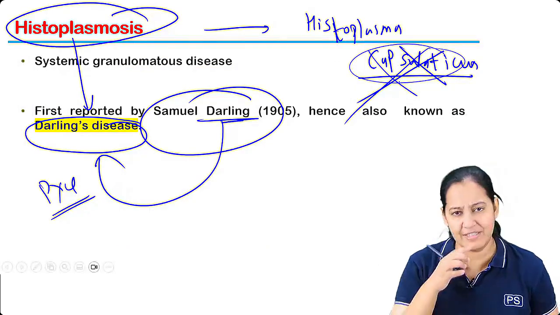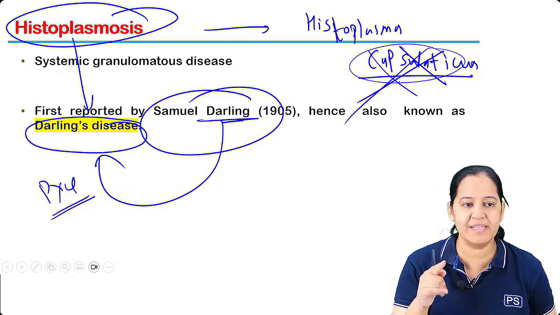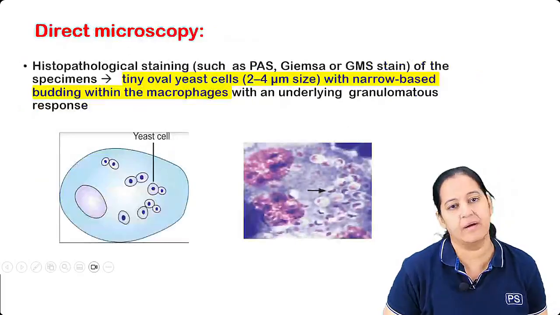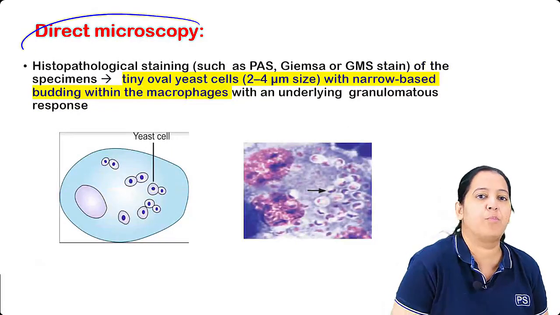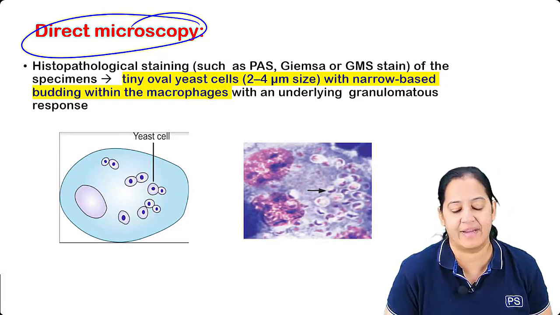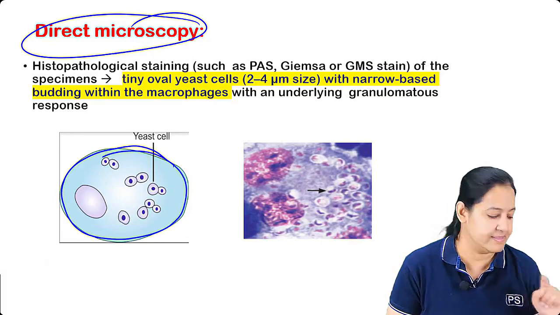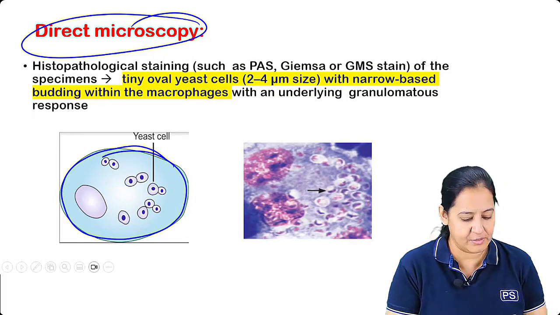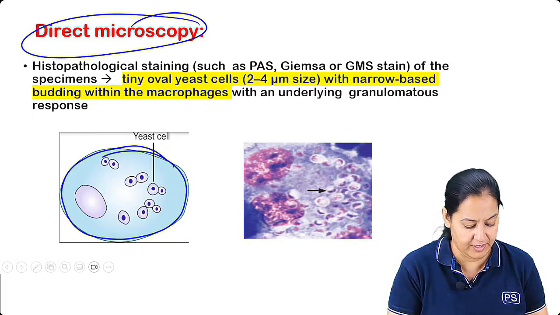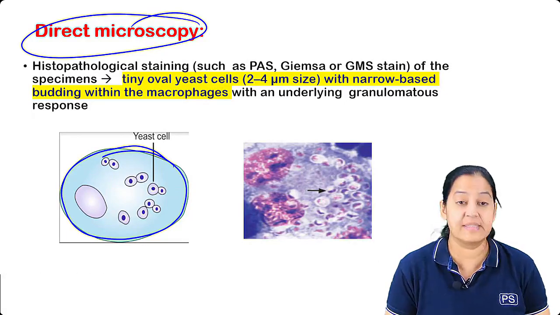I'm not teaching you clinical features. Learn: first is pulmonary, from the second onwards you can learn. So this is the thing. Direct microscopy, if you do, see what you get. Number one, it's always inside the macrophage. It's not outside the macrophage. It's intracellular histoplasma. It's always inside the macrophage.